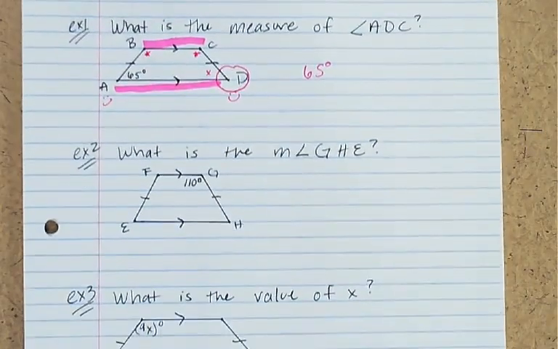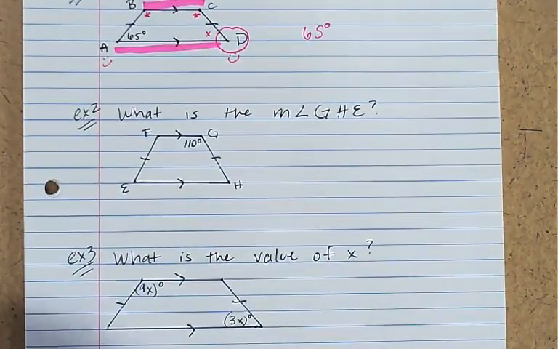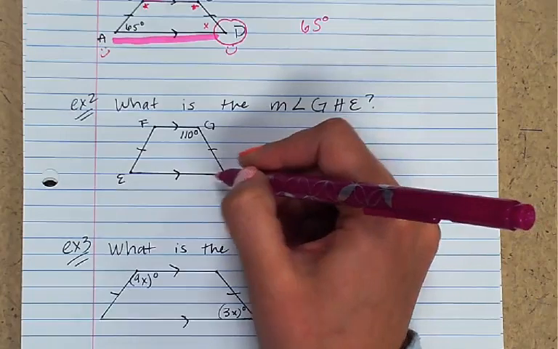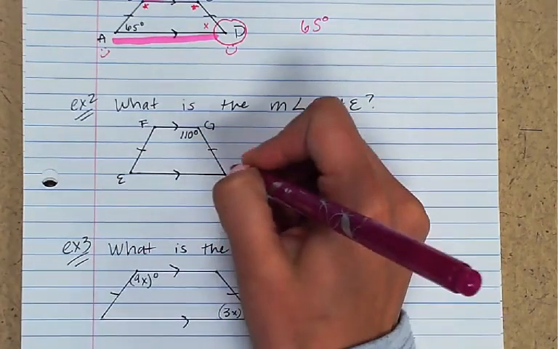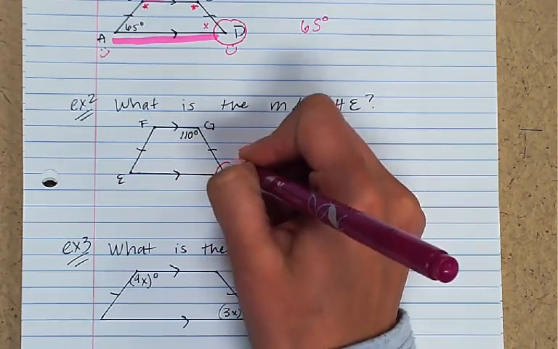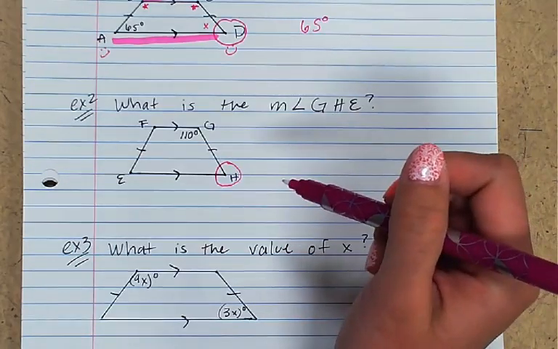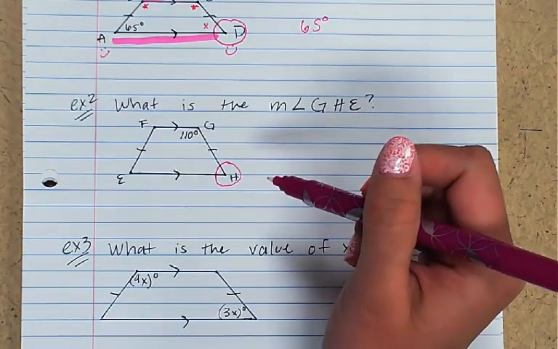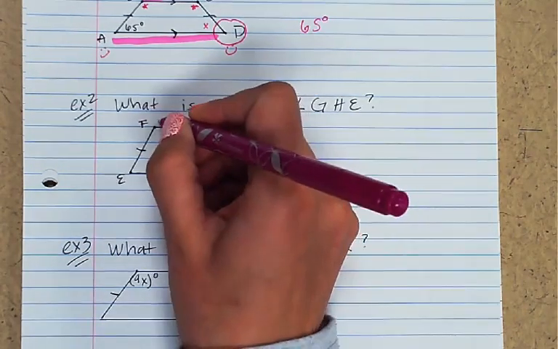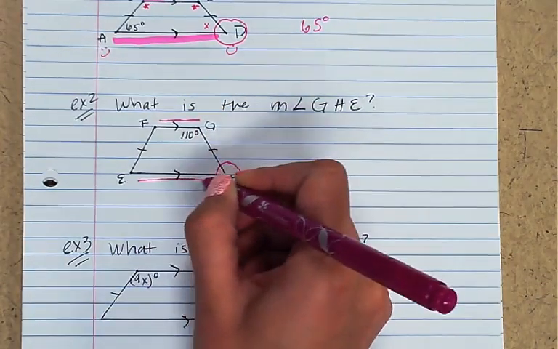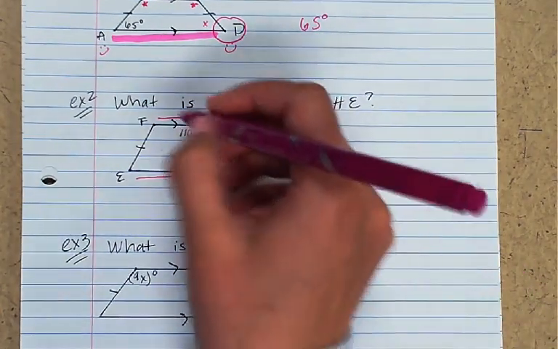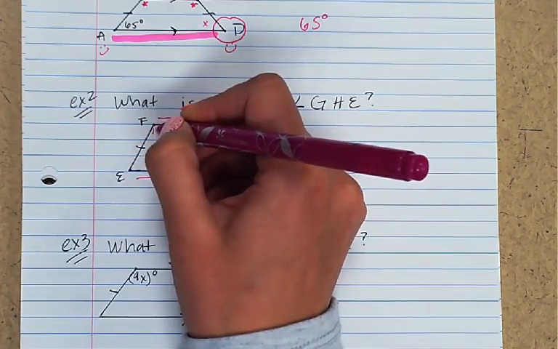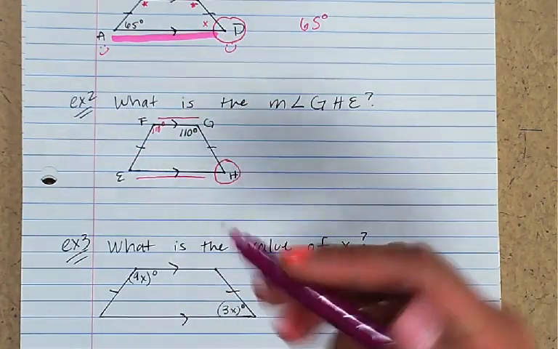On the second one, it says, what is the measure of angle GHE? So that's this one here. That's what we're trying to find out. So these are not the pair of base angles, because the bases are here and here. So I can't just say that that's 110 degrees. If we were looking for F, I could say this was 110 degrees.